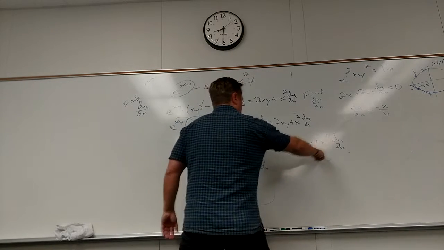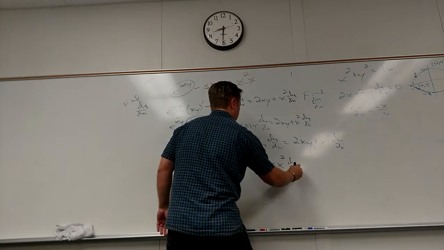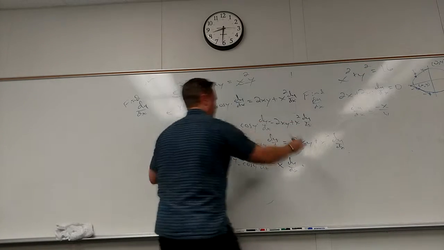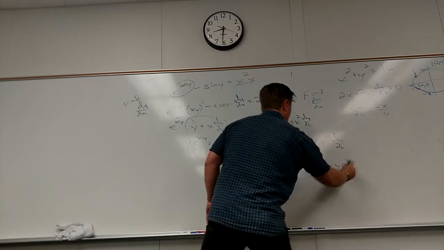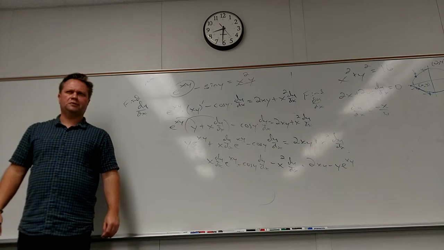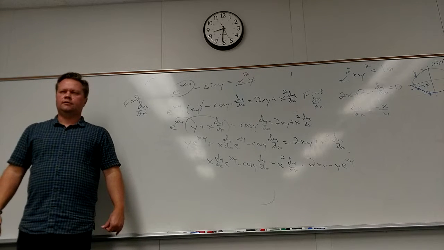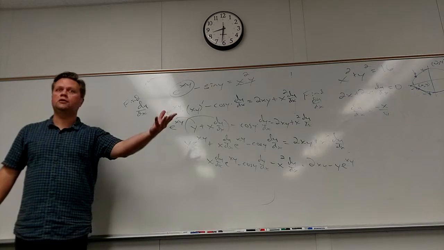So I'm going to subtract this one, because it's got a dy dx in it, and I'm going to subtract this one over here because it doesn't. And then what are the last couple steps? Factor dy dx. Yeah, take the dy dx out and then divide by the stuff you don't want.